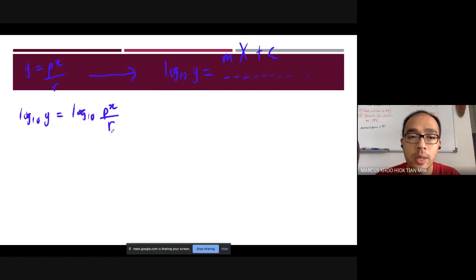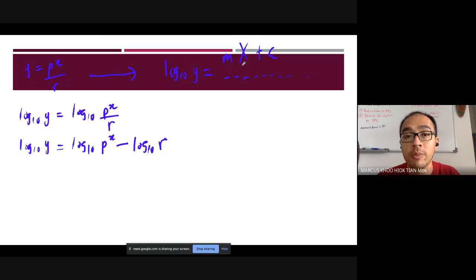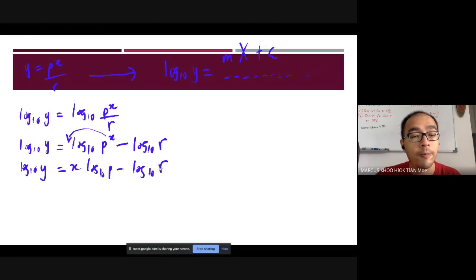But now you see this one is not multiply. If it were multiply, we could separate it into addition. But this is divide, so we separate it and it becomes subtraction. So log 10p to the power x minus log 10r. But there's still a power over here, and I want the x to be x. So the power I bring forward. So log 10y equals x log 10p minus log 10r.